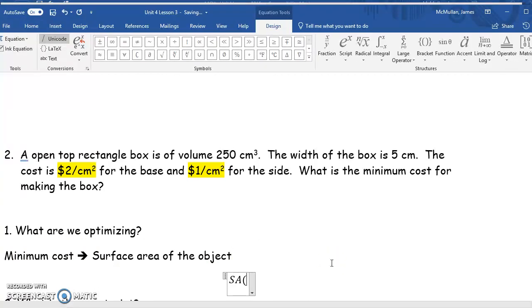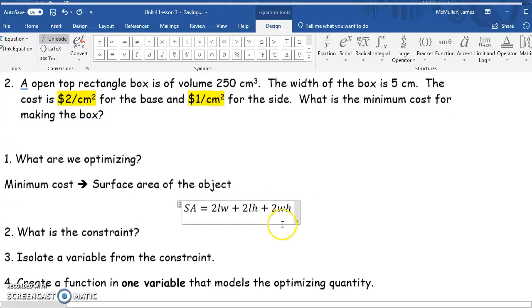So the surface area of a rectangular prism is, for a general rectangular prism, let's say the base is the length and the width, and then we have the height. So there are two length times widths, right? That would be the top and the bottom. There are two length times heights, that would be the front and the back. And then there are two width times heights, that would be the two sides. So there are six surfaces, and those are all of the six surfaces.